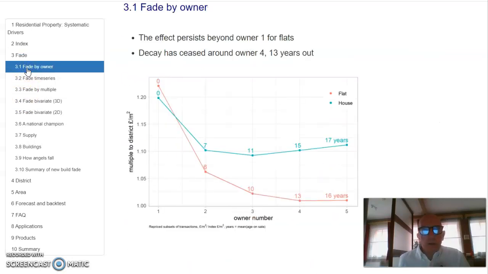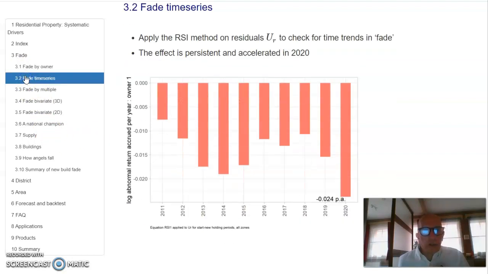So on average, new build sells at a multiple of 1.2 times, and for flats this decays over 10 to 13 years to a multiple close to 1. And for houses it's a little less dramatic. Now, apportioning the loss to years, it seems like this effect is not going away. It may be getting stronger, since 2020 was the worst in a decade.